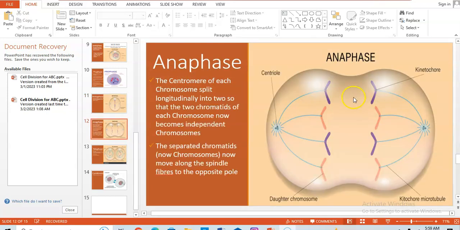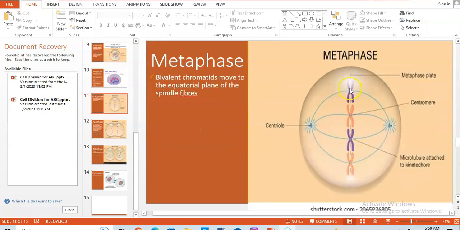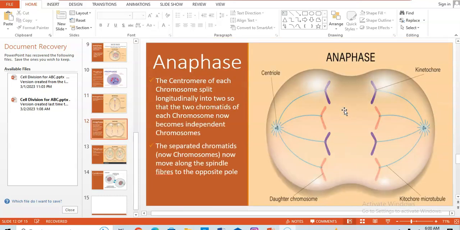Now at anaphase, there will be a splitting. The centromere that connects the chromatids splits longitudinally, so that the chromatids become separated. They become independent chromosomes. So now they are independent, they become separated, and as they become separated, they begin to migrate to the opposite pole at anaphase. That's what occurs at anaphase.